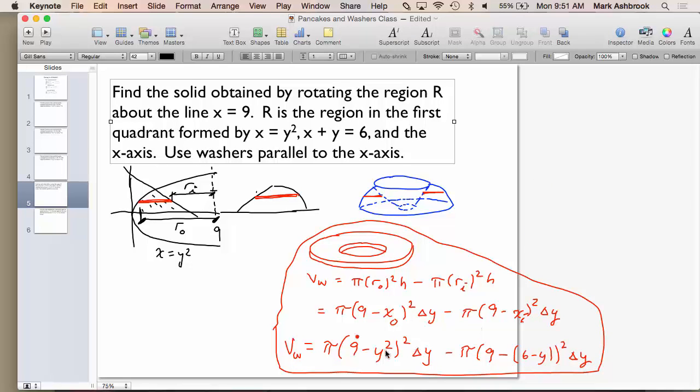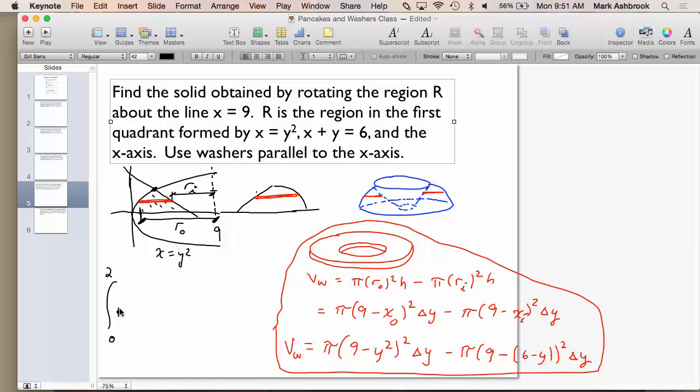And so our integral is going to be from what to what? The first one is at the bottom. It is at 0. The last one is right here at this intersection point. What's the y coordinate of that intersection point? 2? Is that the point (4, 2)? Yep, that's the point (4, 2). So that last one is up here at 2.